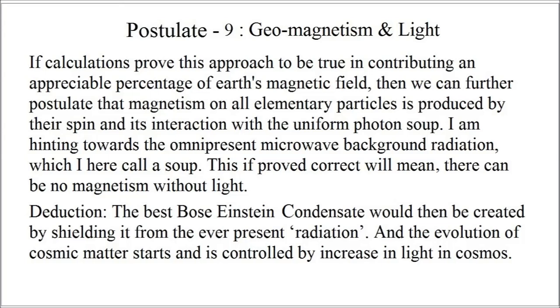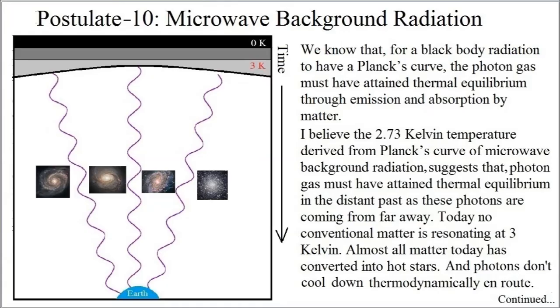Deduction. The best Bose-Einstein condensate would then be created by shielding it from the ever-present radiation, and the evolution of cosmic matter starts and is controlled by increase in light in cosmos. The 10th postulate. Microwave background radiation.